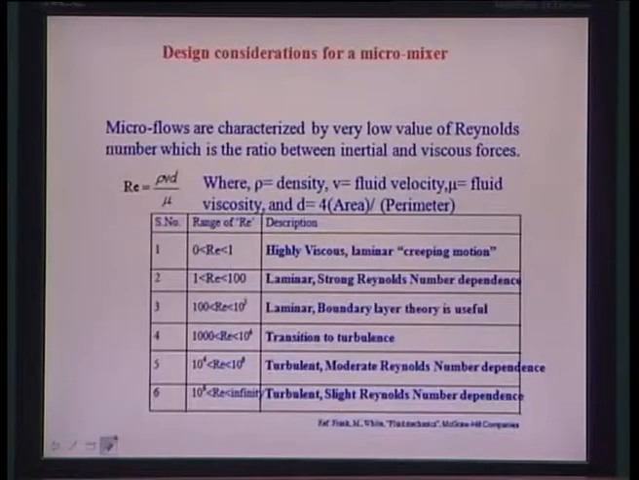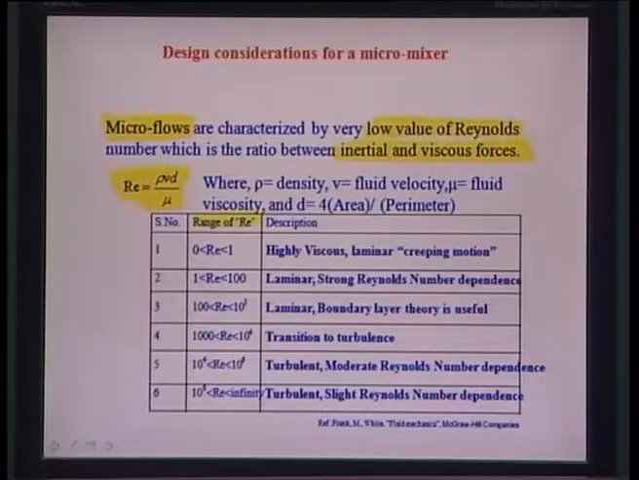If you look at the characterization of microflows, the first property which comes out, as we have seen earlier, is the low value of Reynolds number. Of course, it is the ratio between inertial and viscous forces, and you can mathematically define it as rho Vd by mu. Rho is the density, V is the velocity, d is the dimension at that particular scale, and mu is the viscosity of the medium. The way you calculate d in Reynolds number is essentially 4 times area by perimeter, and it is also known as the hydraulic diameter of a particular section.